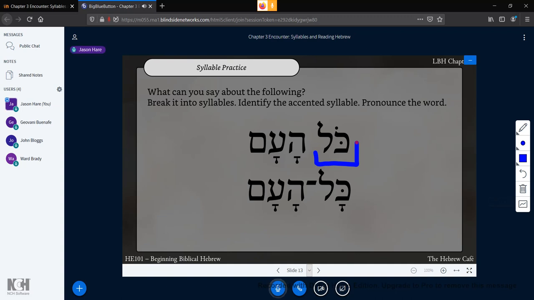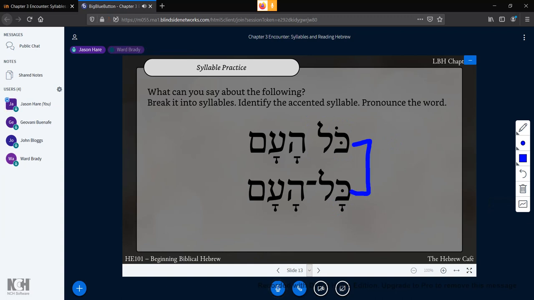What might kol mean? Let's take its opposite. Let's say it's not some of the people, it's not a few of the people, but all the people. All of the people. Kol means all. Okay? It can appear like this with cholam, or it can appear like this with kamatz.